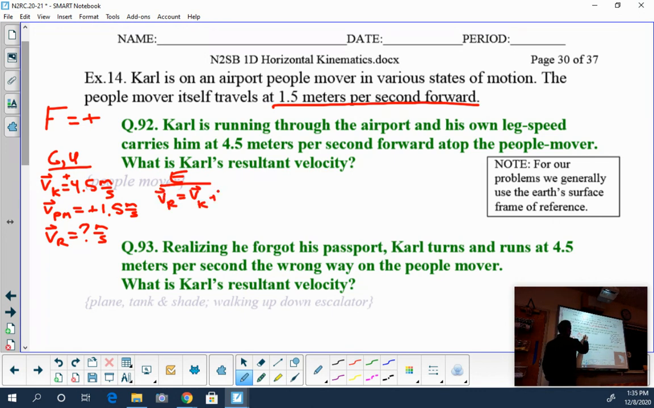Well, go to the equation, you're just doing vector addition. Velocity of Carl plus the velocity of the people mover. And of course, that's an easy one. 4.5 plus 1.5, you get 6 meters per second forward.